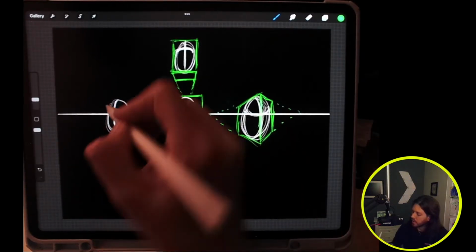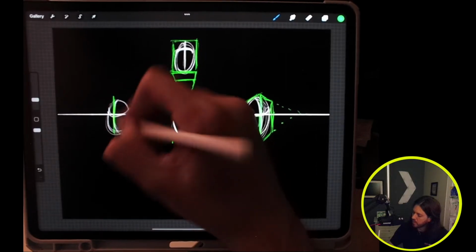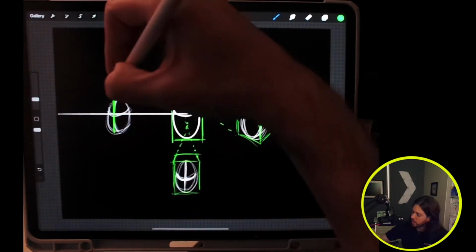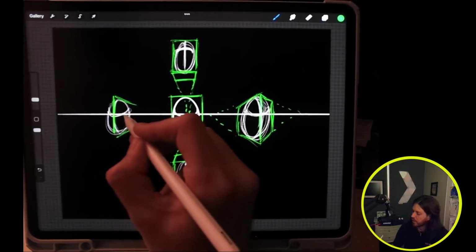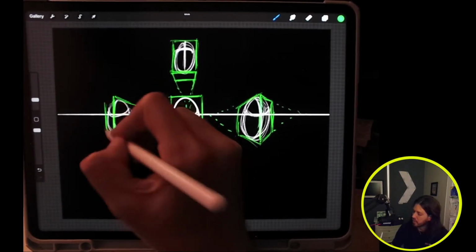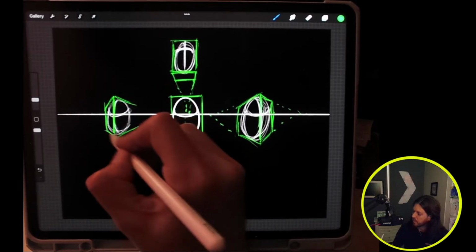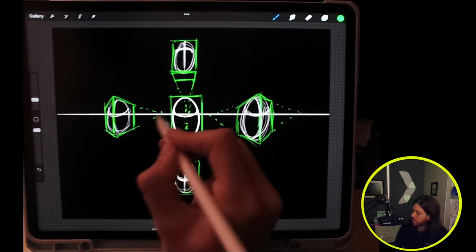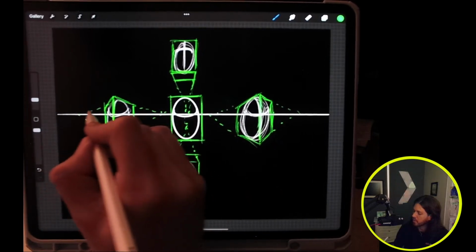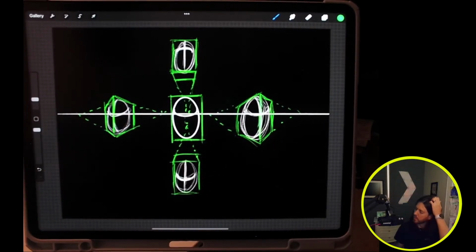So same thing here. There's the edge of our cube. It's going to fall back further. We have a bigger plane right here. This is kind of where the ear is. And then a smaller plane here. And the vanishing points. All right, so these two are in 2-point perspective.